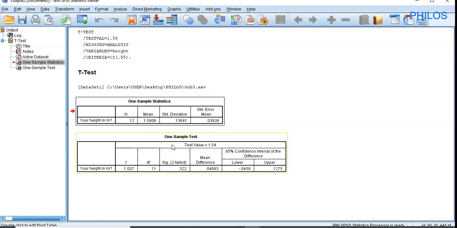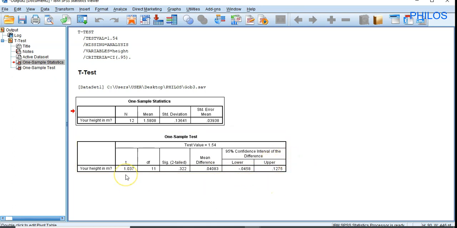So let's come to the t-test. Now the t-test will help you arrive at a decision whether to reject the null hypothesis or not to reject it. Okay, now you see that the test value has been written at the top here, which is 1.54, and then this t here, which is 1.037, is called the test statistic or the computed t. Okay, and this is the degree of freedom 11 from 12 minus 1, that is n minus 1, and this is the p-value. Okay, and this is the mean difference, and this is the confidence interval.